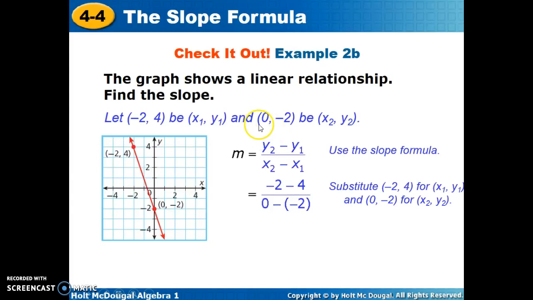So they've plugged in the points negative 2, 4 and 0, negative 2. Simplifying, they get negative 6 over 2, which is a negative 3 slope. Let's check to make sure that's correct. Down 3 over 1, down 3 over 1, negative 3 slope.